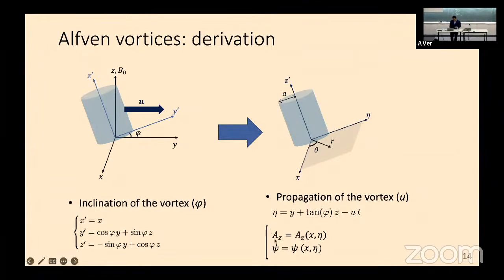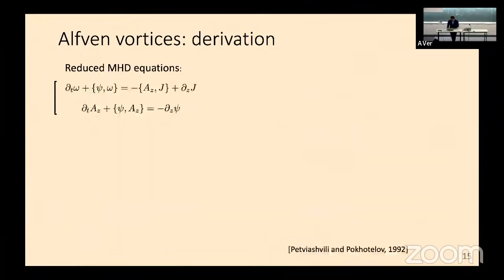So we search for a solution where the vector potential is a function of only two coordinates, x and eta, where eta includes time in order to model this motion of the vortex. So once again, here are the reduced MHD equations. We apply these MHD equations and transform them into this inclined reference frame system. So all the derivatives here are transformed like this.